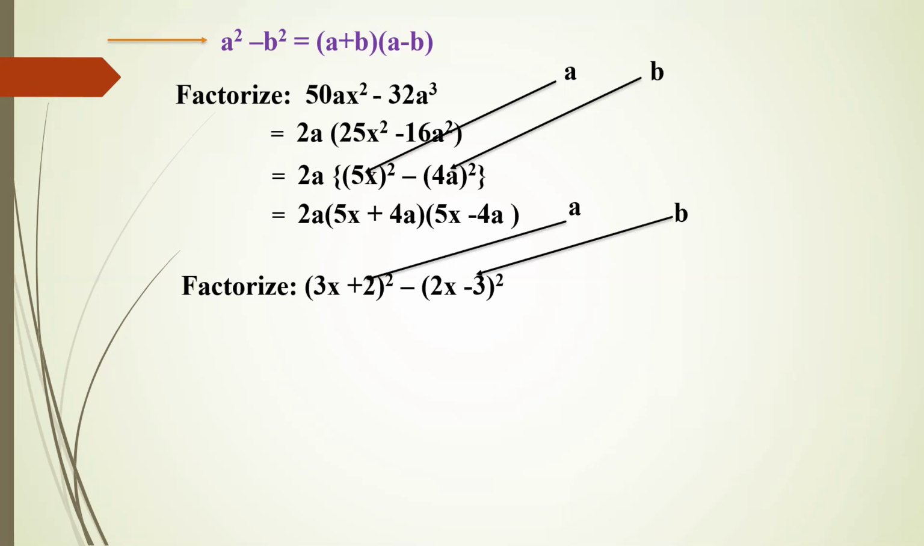It will become now a square minus b square, right? So when we apply the formula, then it will be something like that. 3x plus 2 plus 2x minus 3. Here, 3x plus 2 is a, and 2x minus 3 is b. So it is a plus b in the first bracket.